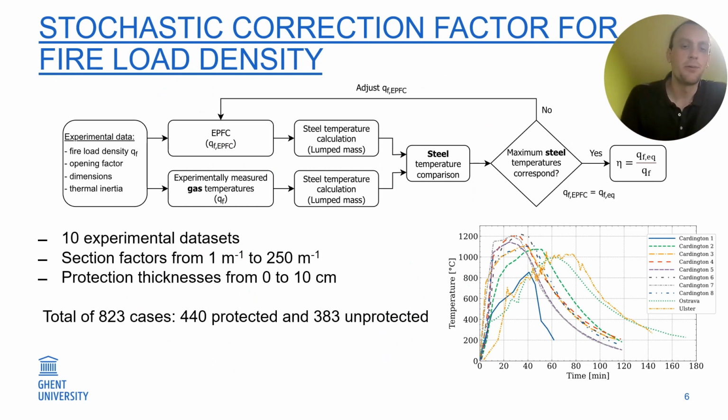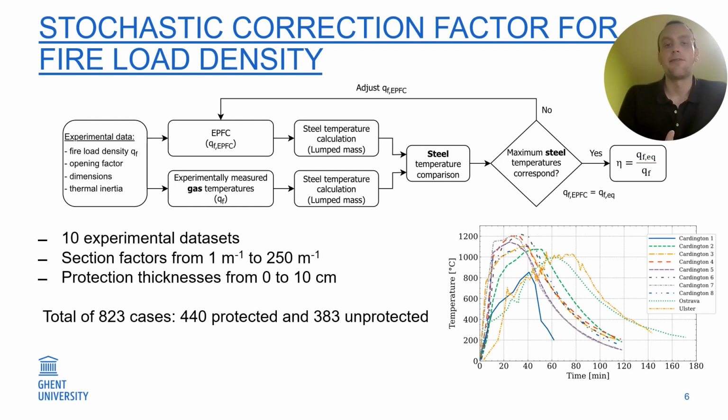Generally, of course, we will not immediately have the correct correction factor for a particular example, so we would have to use an iterative approach, and that is what is presented here in this flowchart. So imagine that we have some experimental data. We recorded the gas temperature time curve for a particular fire experiment, and we also know the input parameters for the Eurocode parametric fire curve that would correspond to this experiment. So we know the fire load density, the opening factor, the dimensions of the compartment, and the thermal inertia.